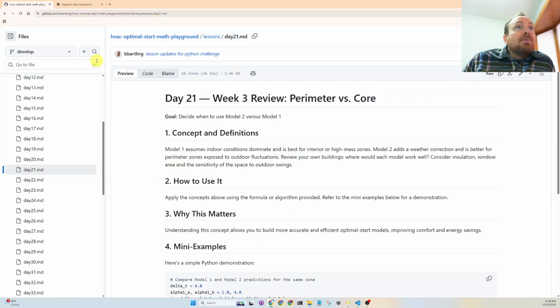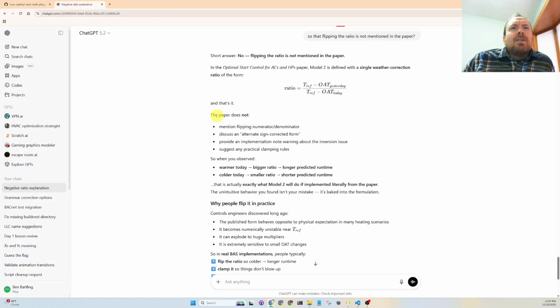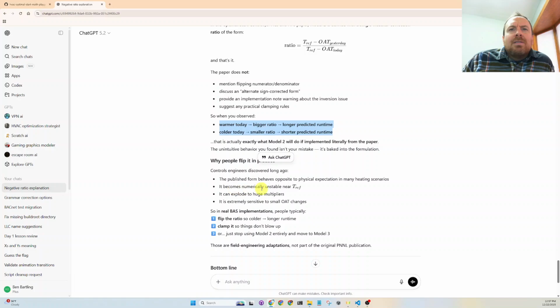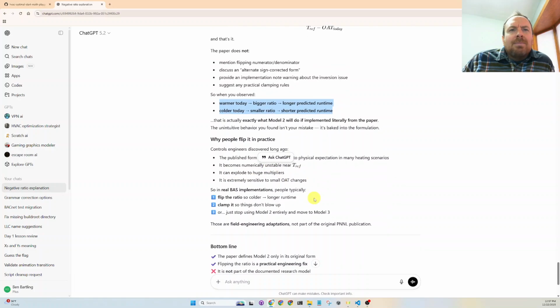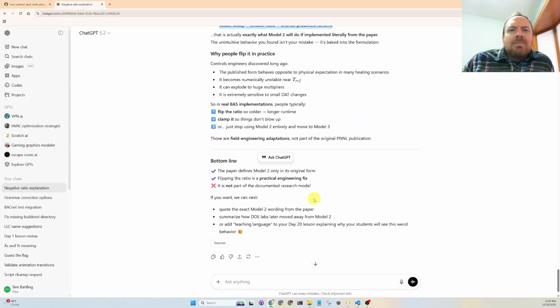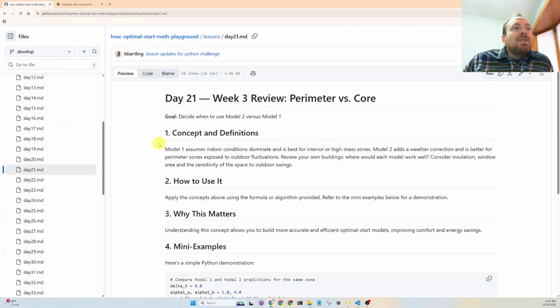So I'm going to skip to day 21. Okay, so the paper does not mention flipping. Discuss, so that's just something we found during testing this. So interesting. If you want, next, summarize how DOE labs later moved away from Model 2. Interesting. Anyways, I think we're just going to skip on to day 21.